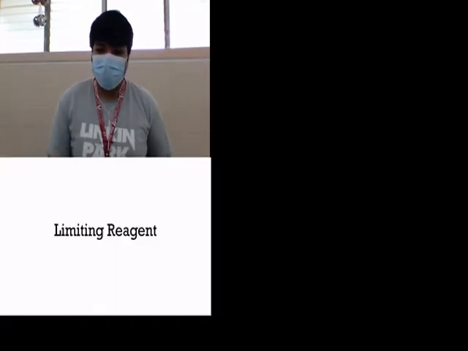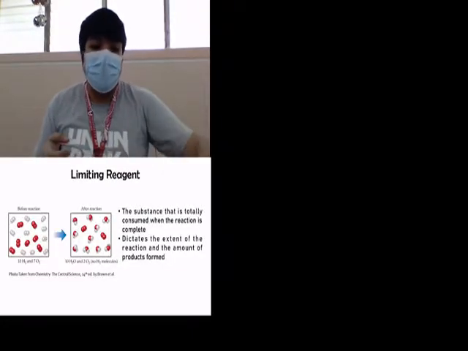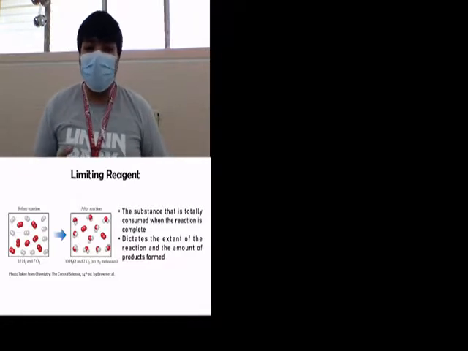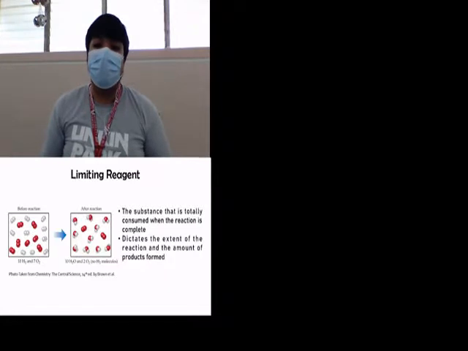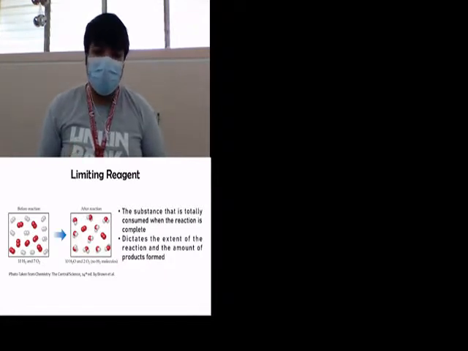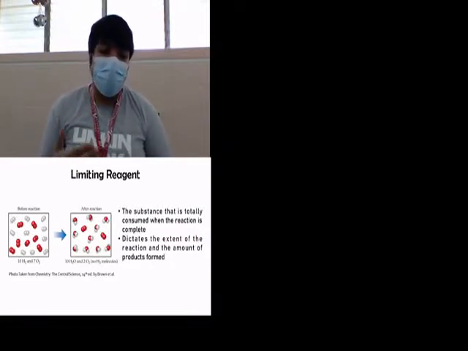And today we will be discussing one subtopic in stoichiometry, which is the limiting reagent. So what is a limiting reagent? By its name, the limiting reagent, or also called the limiting reactant, is the one that limits the reaction. So it dictates how far the reaction will proceed. So how do they do it? They can dictate how far the reaction will proceed.